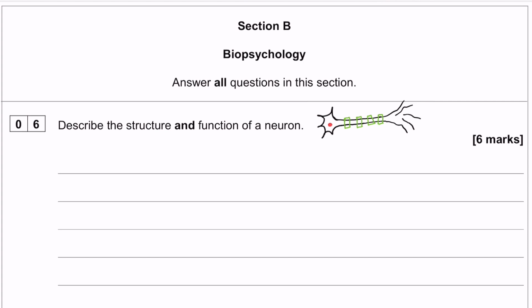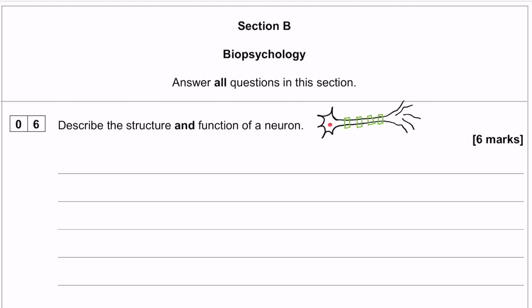Okay, this is question number 6 in the 2021 Paper 2 A-Level series. It's: describe the structure and function of a neuron. It is the first question in the biopsych section of that paper. Now this question is fairly straightforward, although there are a lot of keywords that you need to make sure that you get into this question.